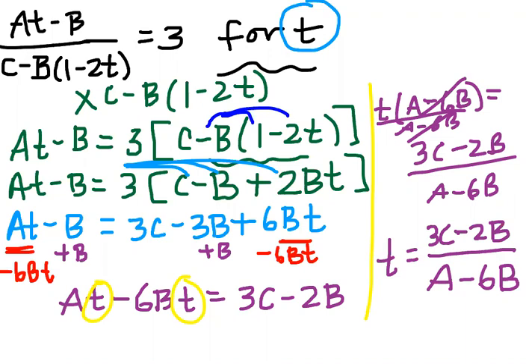So at that answer, t is equal to 3c minus 2b, all divided by the quantity of a minus 6b.